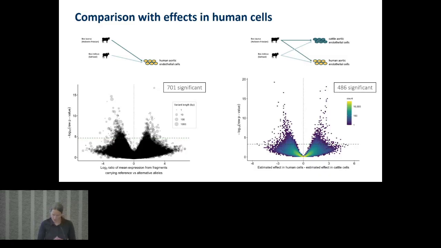What I'm showing here is, for each variant, the estimated effect by the model of what it has in human cells, and then subtracting its estimated effect in cattle cells. So you can see that there certainly are some differences. And then on the y-axis is a p-value that's calculated using the estimates and standard errors from the model.